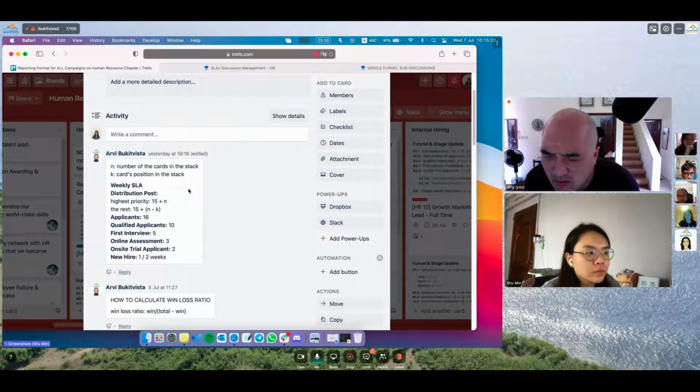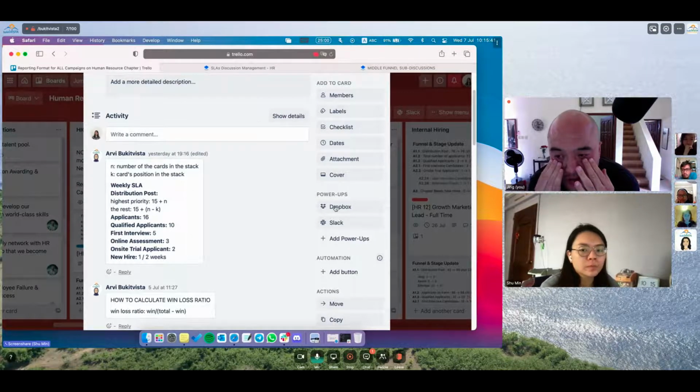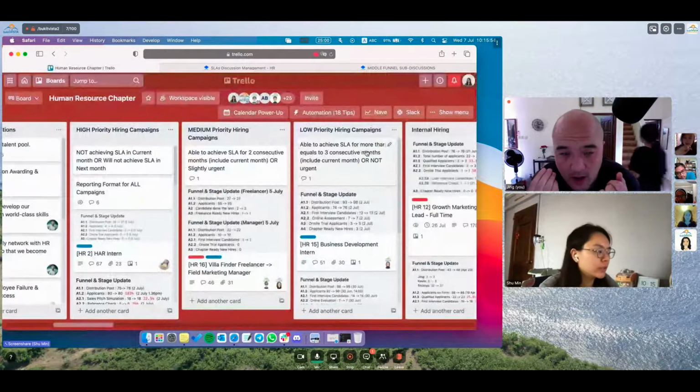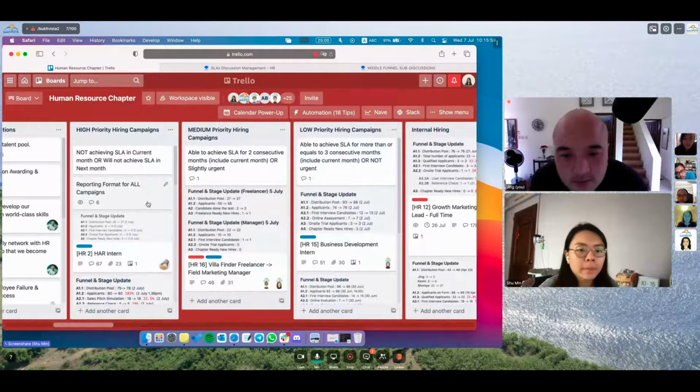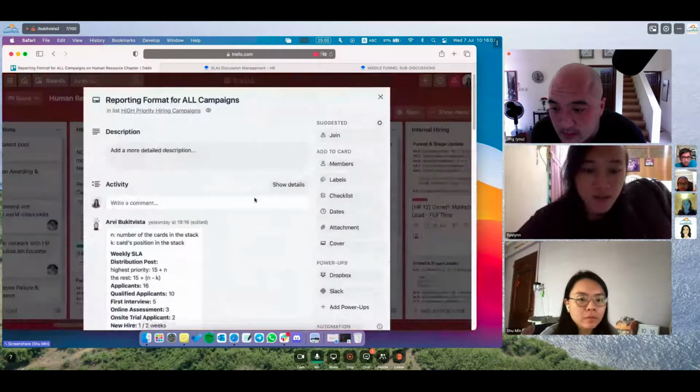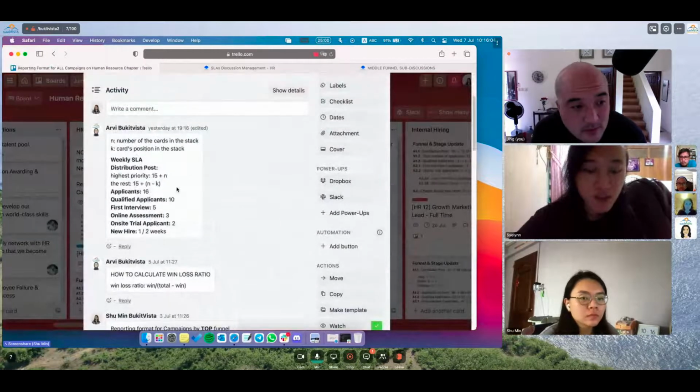Okay, so the highest priority card has 15 plus. Let's say there are 5 cards, so there are 20 distributions, and the rest is 15 plus N minus K. The rest, I think, is the middle, medium and low priority. RV and Shalin, can one of you clarify this? Okay, for that formula, it only belongs to the high priority campaigns.